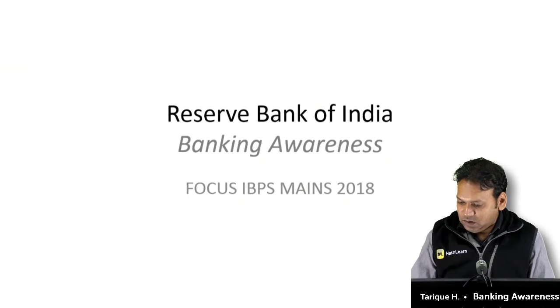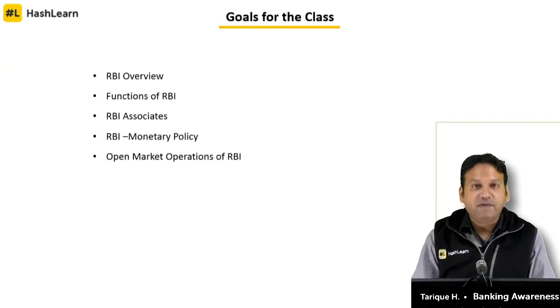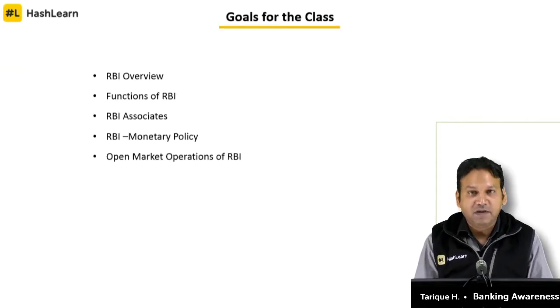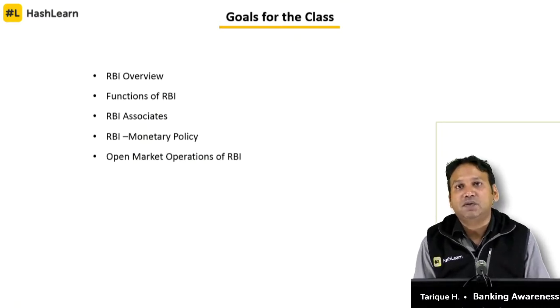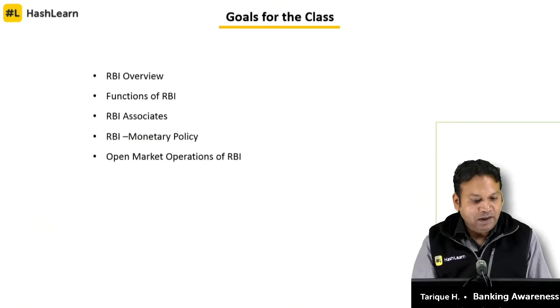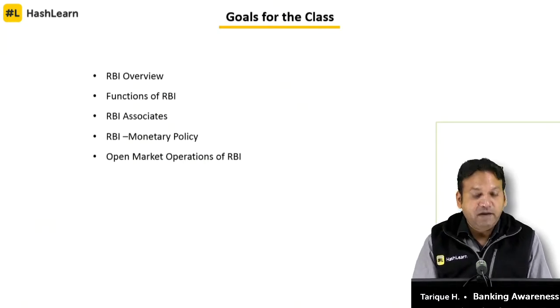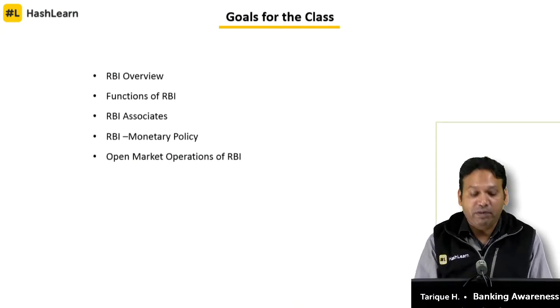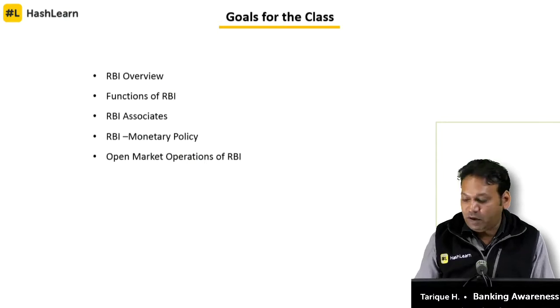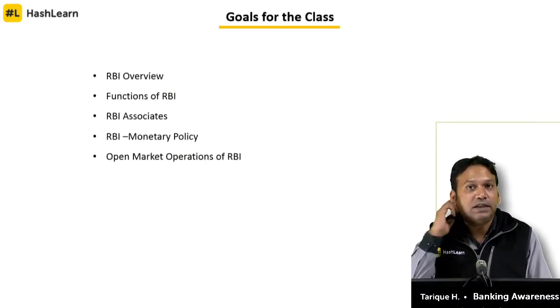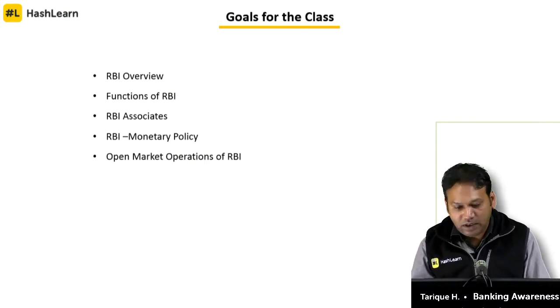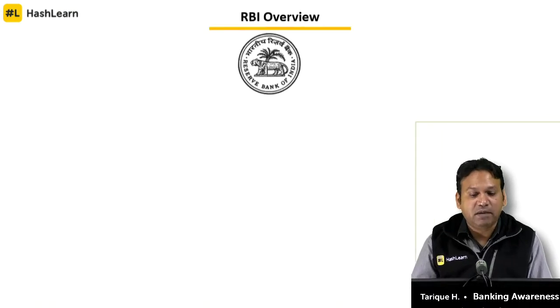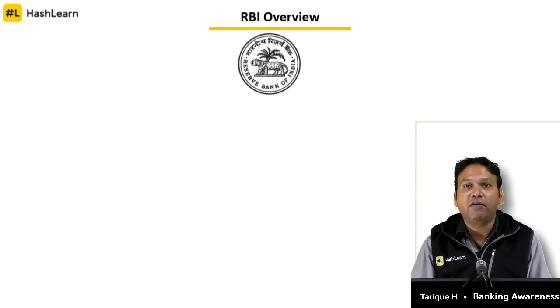Okay. So let's start with understanding what all we are going to see in this particular session. First of all, we have a brief overview of RBI, which I have already covered earlier also, but I'm just going to quickly recapture that. Brief overview of RBI, focus on functions of RBI, the associates of RBI, RBI monetary policy, and open market operations of RBI. So these are the things that we are going to cover in the session today, and let's start with first seeing a brief overview of RBI, Reserve Bank of India.